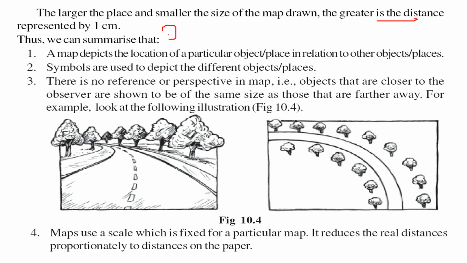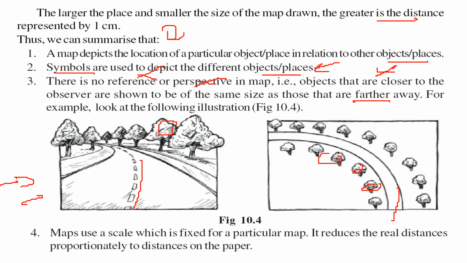We can summarize here that the map depicts the particular location of an object in relation to other objects and places. In a map, symbols are used in order to depict and represent different objects and places, and there is no perspective or reference in the map. The objects that are closer to the observer are shown to be the same size as they are when farther away. For example, see here. If you are driving, then you see it like this, right? But in the map, this is the route, and all are shown in the same way.